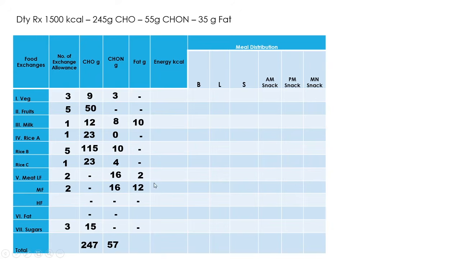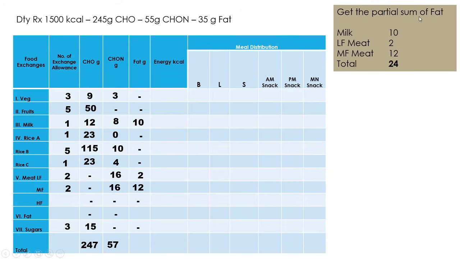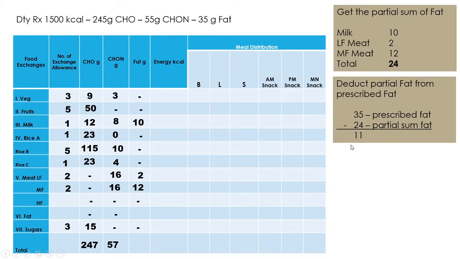So this time we will get again the partial sum of the fat. Milk 10, low fat meat 2, and medium fat meat 12. The total is 24. So just like what we did, we will deduct the partial fat from the prescribed fat. This is our prescribed fat, and it equals 11.